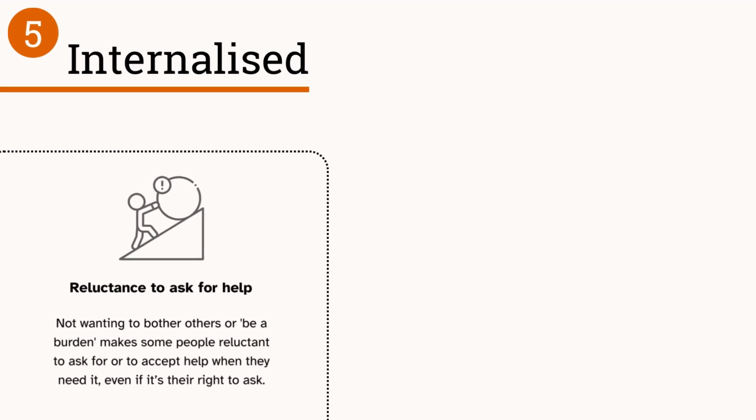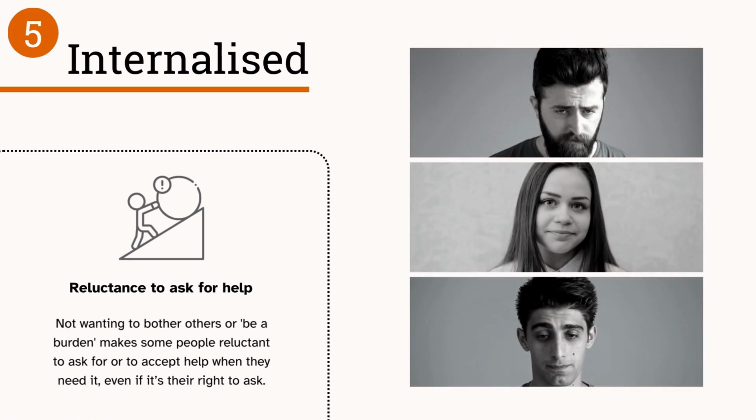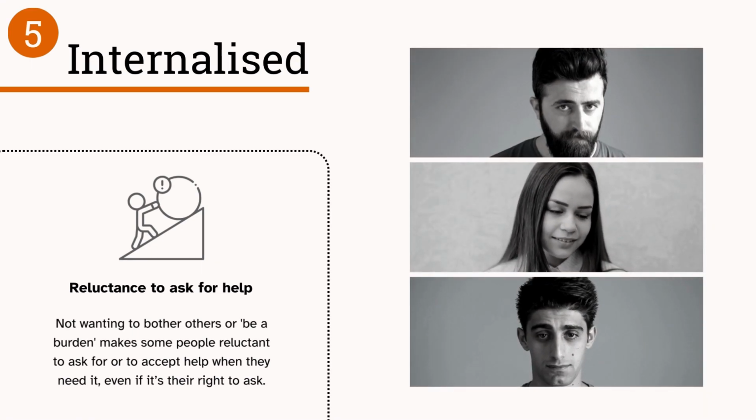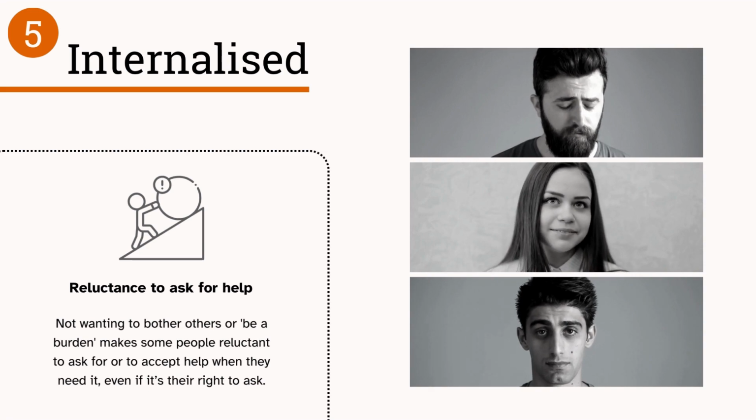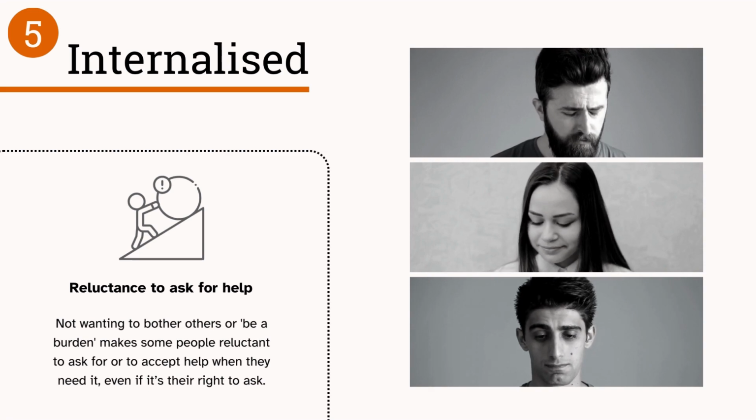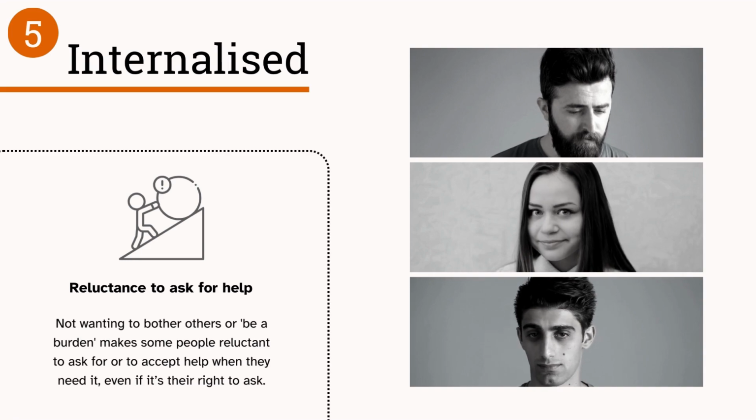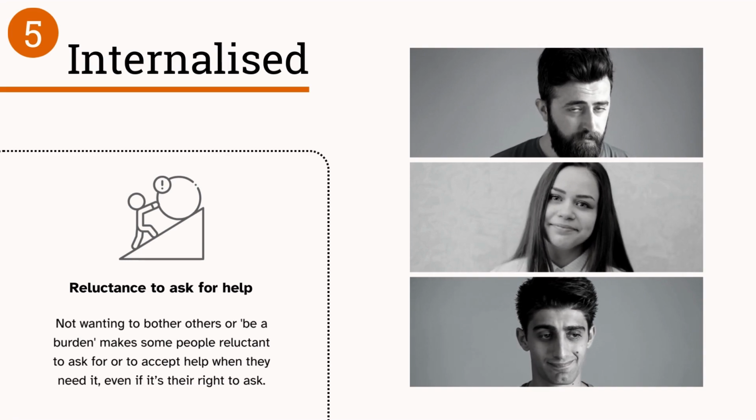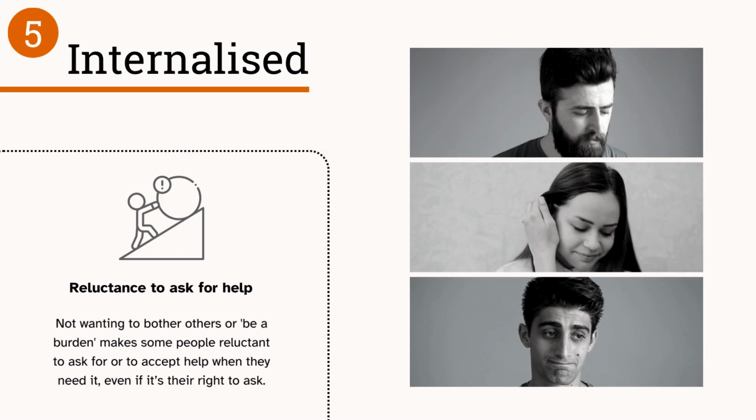Another example of an internalised barrier is a reluctance to ask for help. This often stems from embarrassment or politeness. Not wanting to bother others or feel like a burden makes some people reluctant to ask for help or to accept help when they need it, even if it's their right, for example, an adjustment or accommodation for a disability.